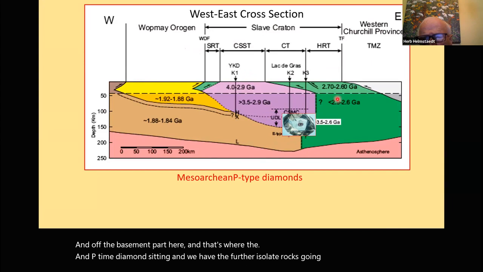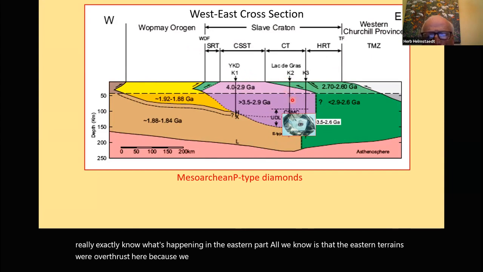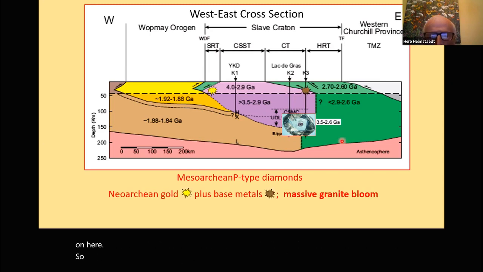We don't really know exactly what's happening in the eastern part. All we know is that the eastern terrains were overthrust here because we can see the xenoliths in the kimberlites that sit in the juvenile terrains. So we know that's allochthonous on top of it, but we don't know precisely what's going on here.